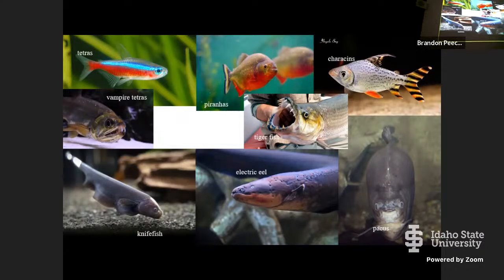The pacu and other fish like the pacu are cousins of piranhas. They have the exact same scary teeth. We're going to talk about them later, but those teeth are very flat and they eat fruits. They just eat fruits, but they're like piranhas.